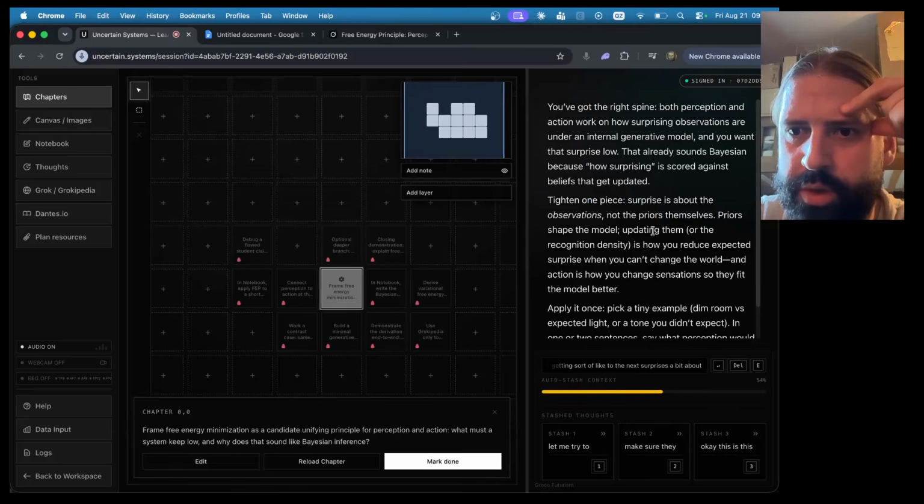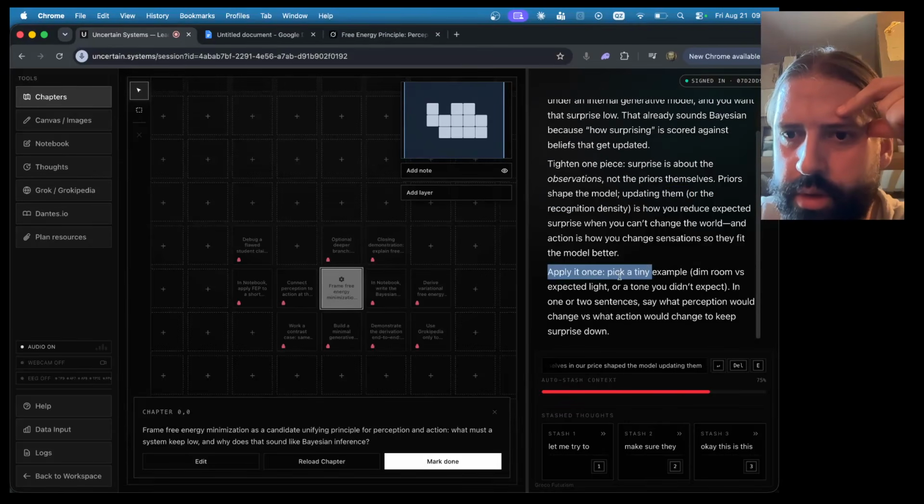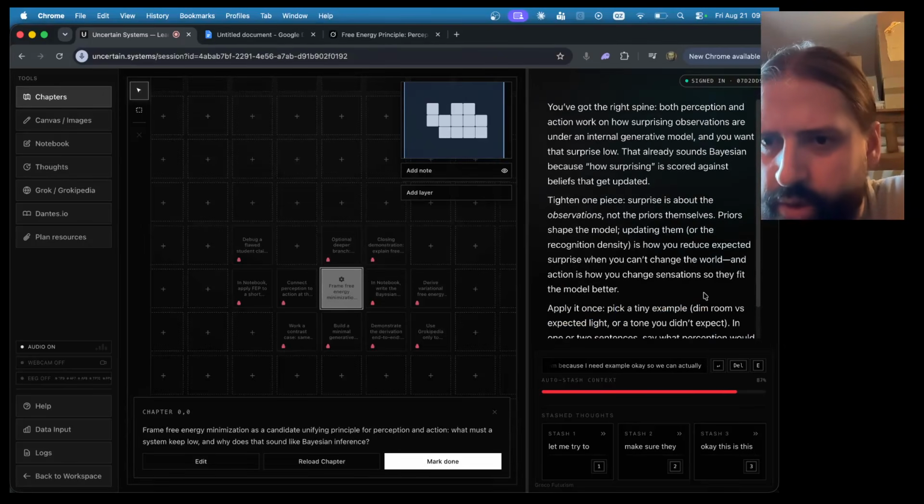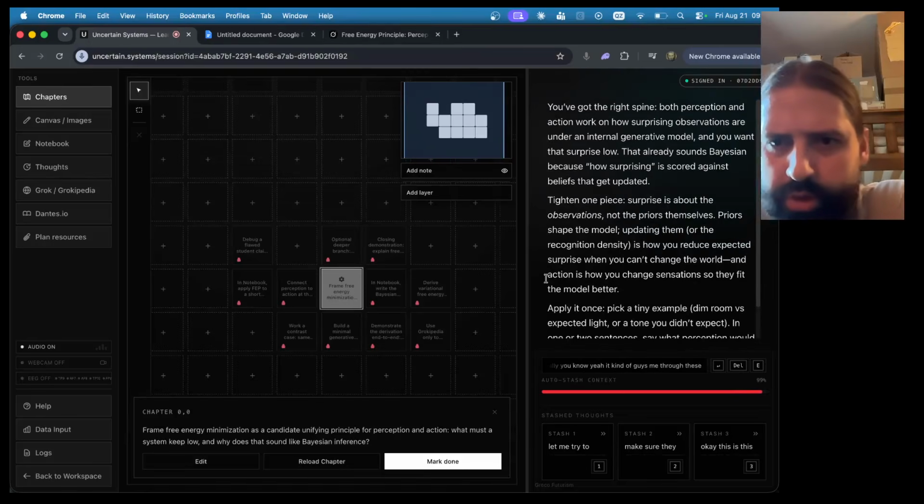Surprise is a bit about the observations, not the priors themselves. Yeah, priors shape the model, updating them. Be a tiny example. Okay, so it kind of guides me through this. That's all good. Okay, cool, perfect.